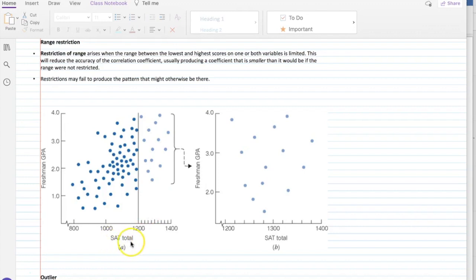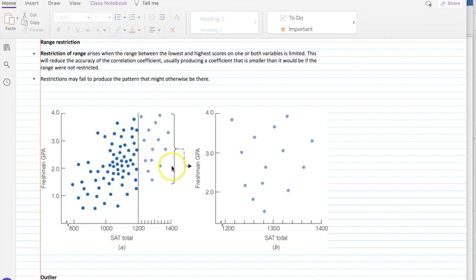So let's look at the whole data set here. I have SAT total on the x-axis, my independent variable, and I have freshman GPA as my dependent variable. I definitely see a linear relationship here if I wanted to fit my data. And I can see that it's positive.